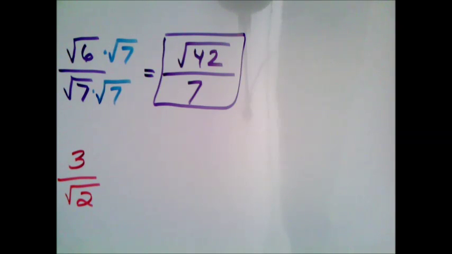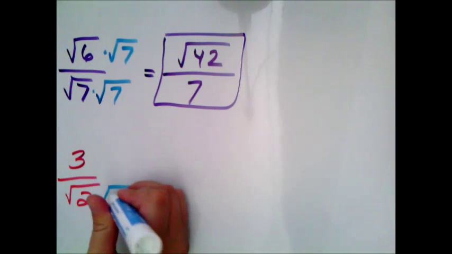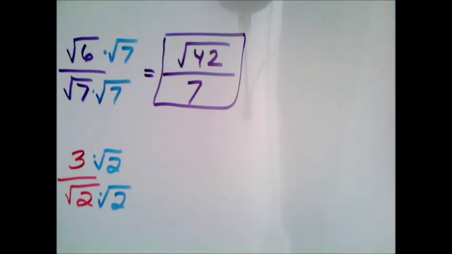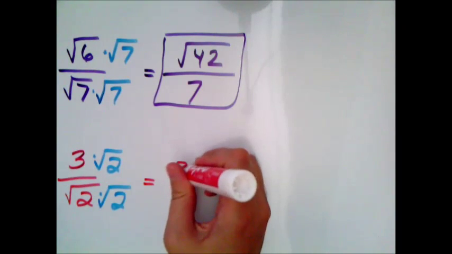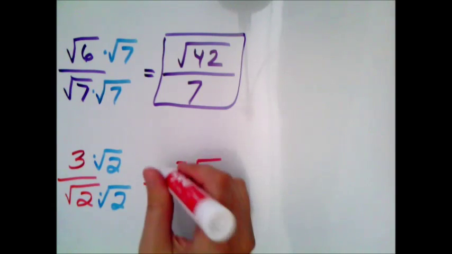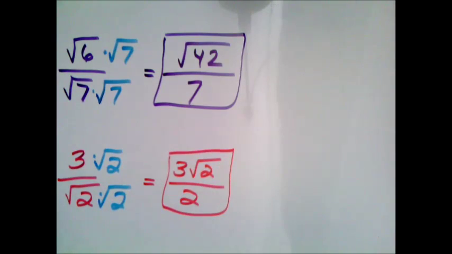So same thing down here, 3 square root of 2. We don't want a square root in the denominator, so I multiply by square root of 2 over square root of 2, for when I'm trying to get rid of a single term here. Then I end up with 3 square root of 2 on the top, and square root of 2 times square root of 2 is square root of 4, so square root of 4 on the bottom.